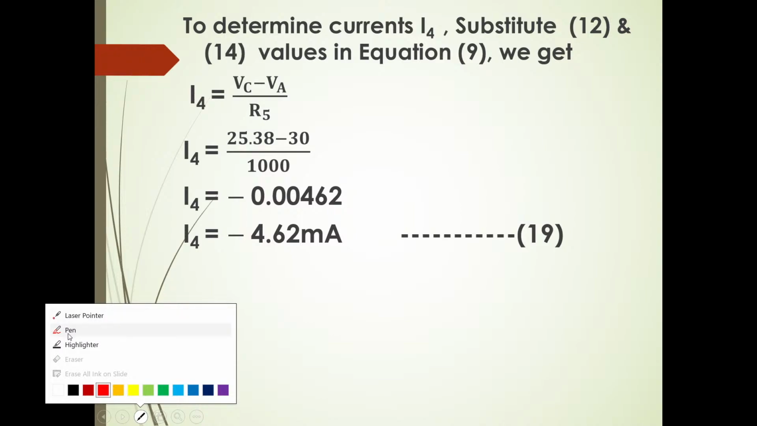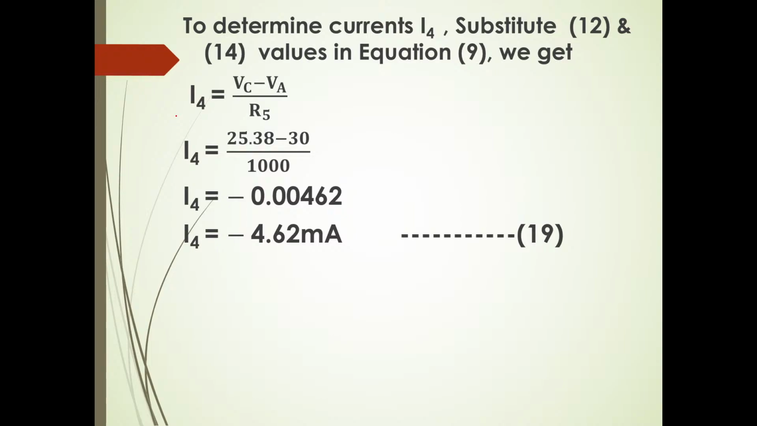I have written excess content than required so that it will be easier to understand. That's the reason I have written this whole statement. No need to write this whole statement that I have written above. What is I4? Vc minus Va by R5. What is Vc? 25.38. Va means V1, that is equal to 30. What is R5? 1000. Using a scientific calculator, you just solve it. What do you get? I4 equal to?